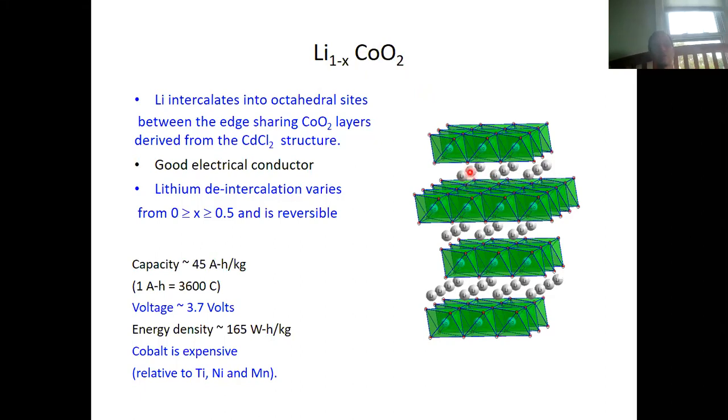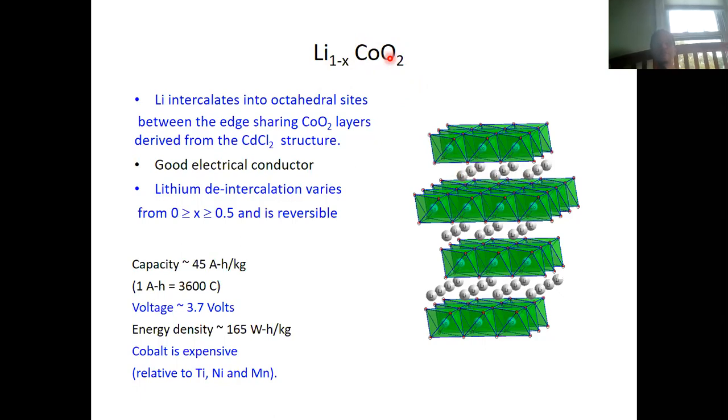No, sorry, it's the other way around. So if the oxidation state of the cobalt increases, we have more positive charges, so we need fewer lithium ions. If the oxidation state of the cobalt is lower, then we have fewer positive charges in the cobalt, so we need more positive charges in between these layers in order to charge compensate the negative charges of the oxygen.